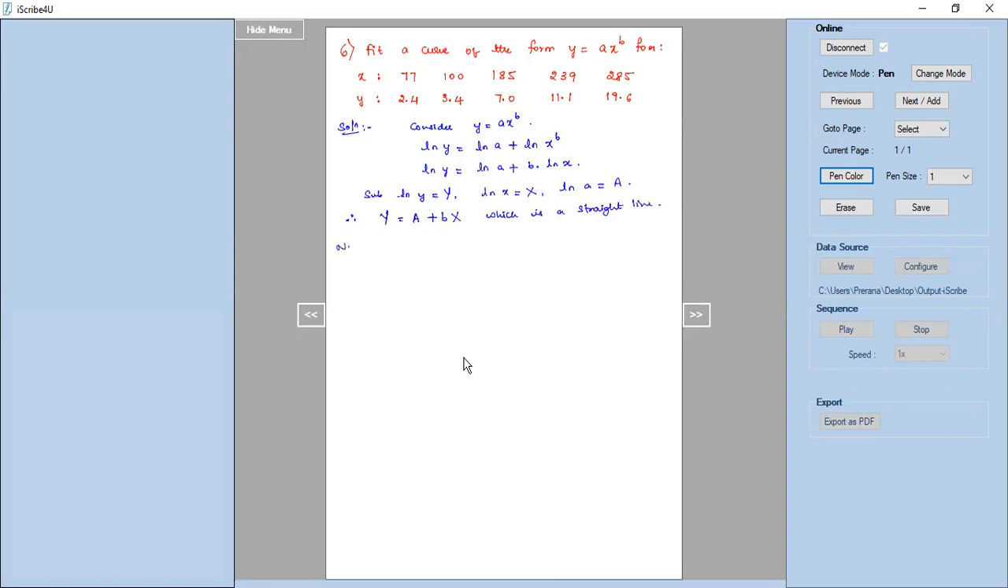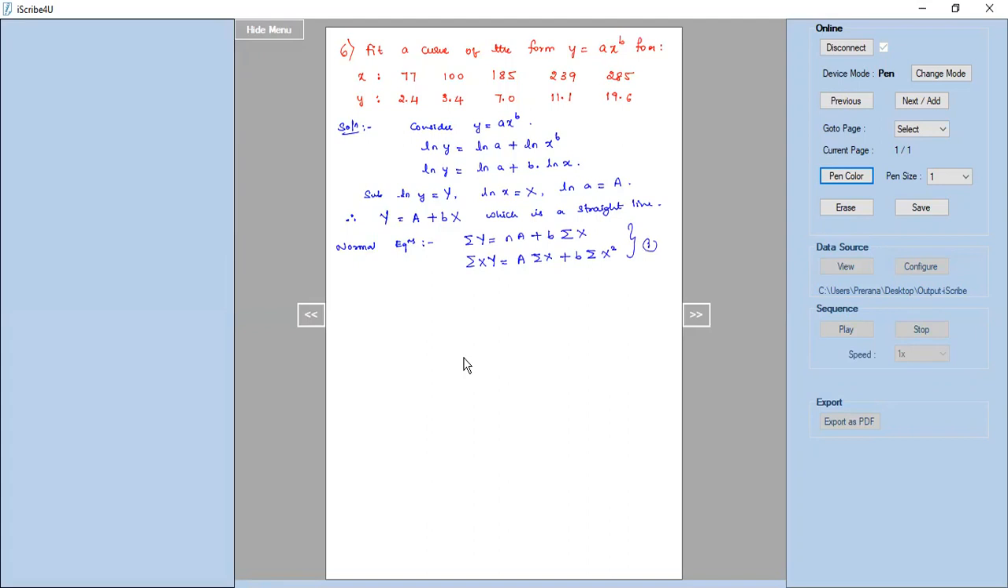So we will write down the normal equations for this straight line first. Normal equations are sigma capital Y is equal to NA plus b into sigma capital X, and multiplying throughout by X and taking sigma, sigma capital XY is equal to A sigma capital X plus b into sigma capital X squared.